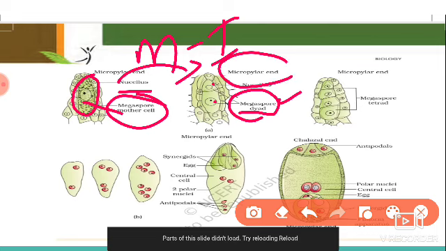And here, this is the micropylar end, and this is the chalazal end. Those are the ends we can see here. The micropylar end you can find here. Okay, and in the next condition, what will happen?